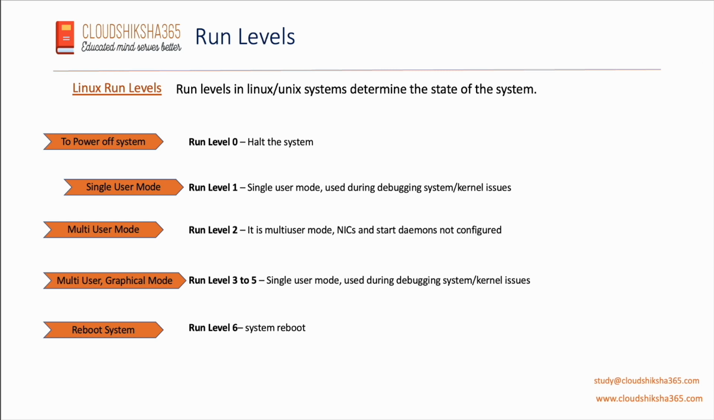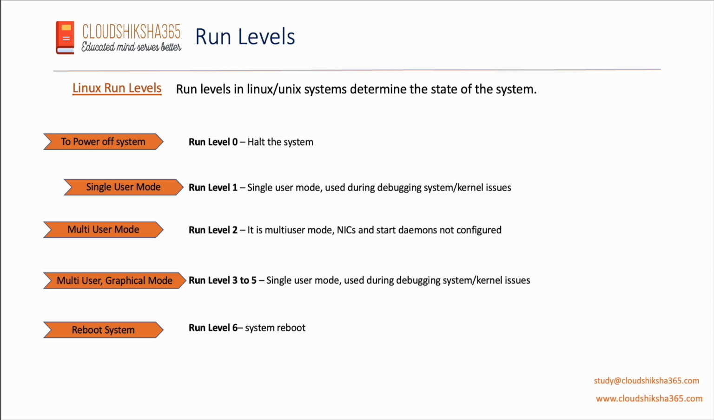And when we talk about run level 0, this is to power off the system. If you want to shut down your system, you simply can use run level 0. So we can use it with the init command like init 0. This will halt your system.